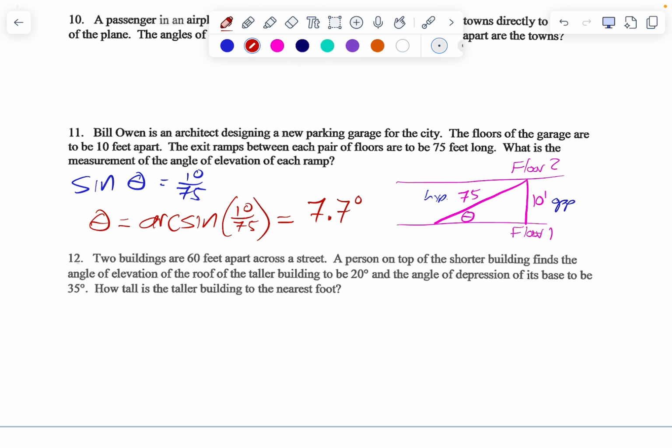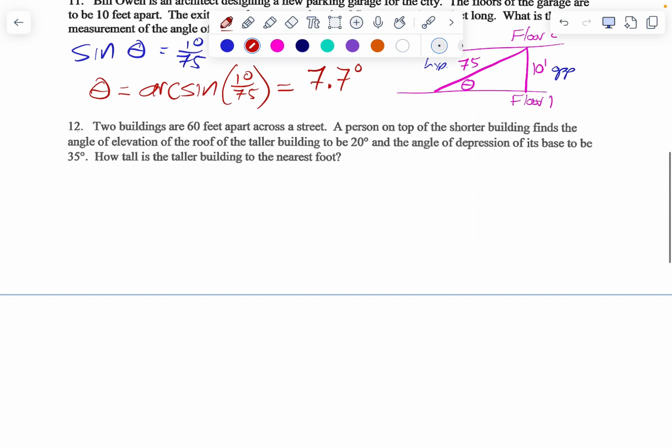Okay, any others that you'd like to do? 12, okay. So two buildings are 60 feet apart. A person on top of the shorter building finds the angle of elevation to the top of the roof of the taller building to be 20. So that's 60.